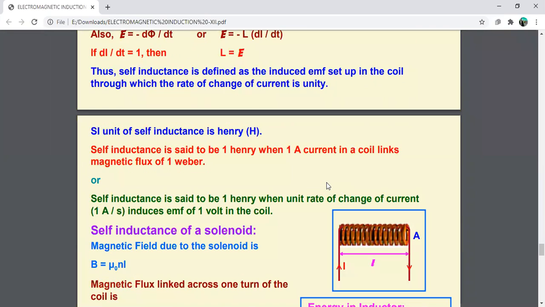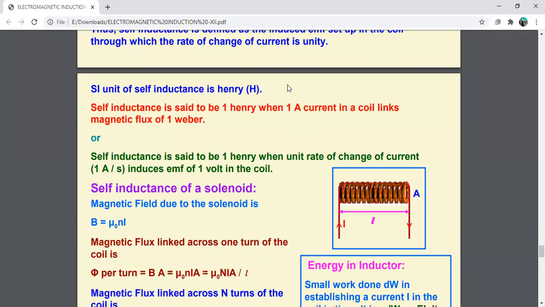Okay, now come to the point. The SI unit of coefficient of self-induction or self-inductance, that is L, is said to be Henry. Henry is the name of a scientist. The SI unit of self-inductance is Henry, and it is written in full form as henry, and in short it is denoted by capital H, because it is the name of a scientist. So if it is abbreviated, then it must be written capital, and in full form it starts with a small letter.